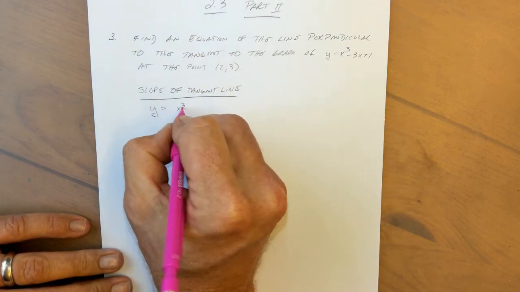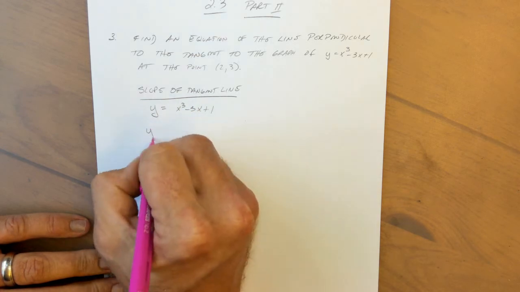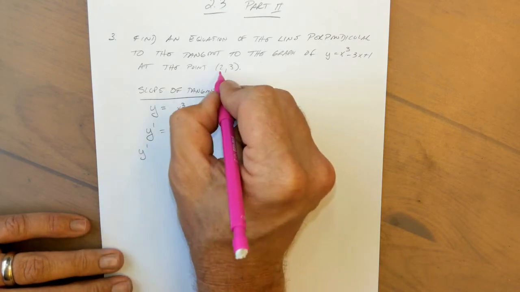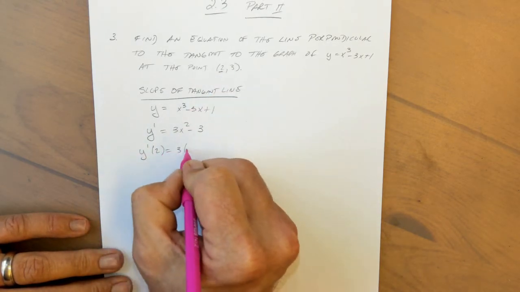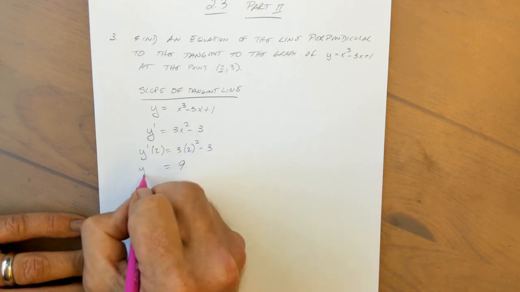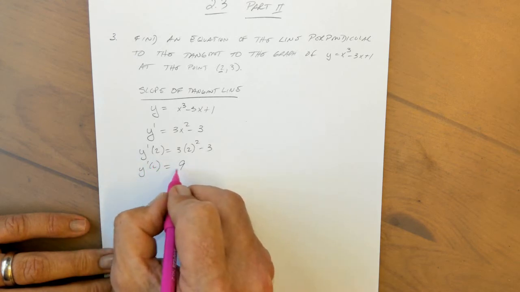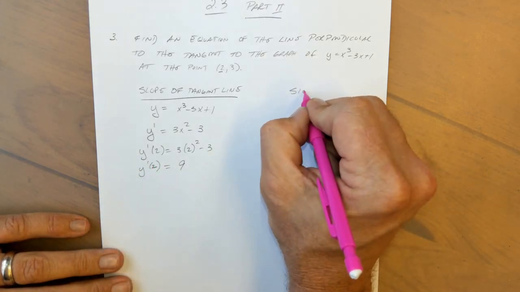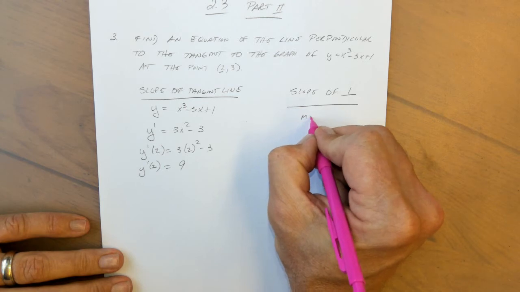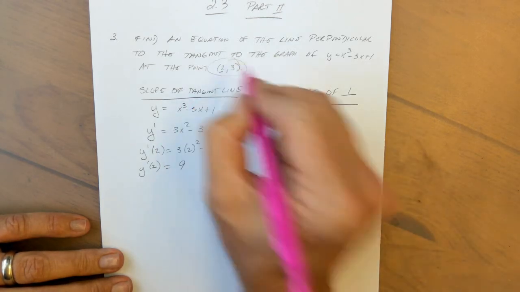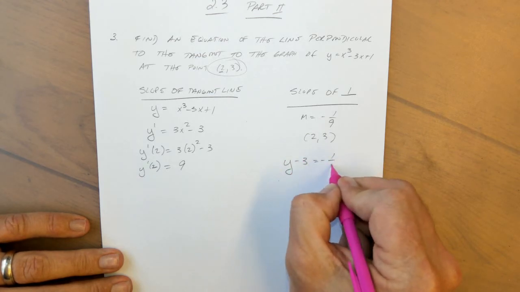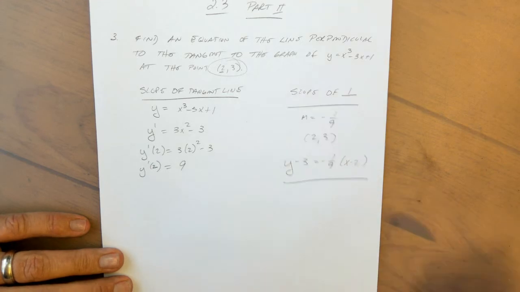So we have y equals x cubed minus 3x plus 1. The derivative y prime is 3x squared minus 3. So the derivative at x equals 2: 3 times 2 squared minus 3, so 4, 12. So the derivative at 2 is 9. So now the slope of a perpendicular will be the negative reciprocal, and we're still using the same point. So now the equation is y minus 3 equals negative 1/9 times x minus 2, and we can just leave it there in point slope form.